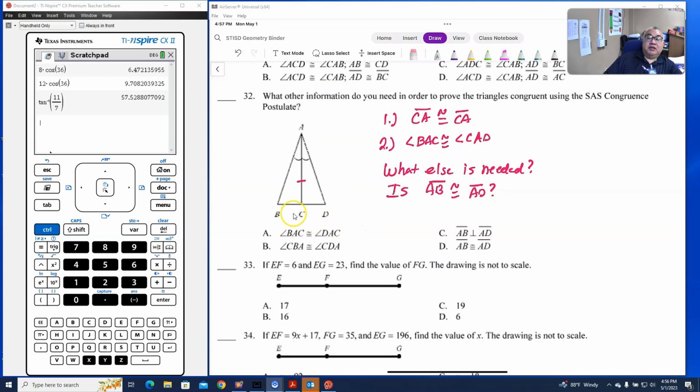Now, what else we would need is we'd have to have, is BA congruent to CD? Is AB congruent to AD? That's what we'd have to check. That would be the other information that's needed.